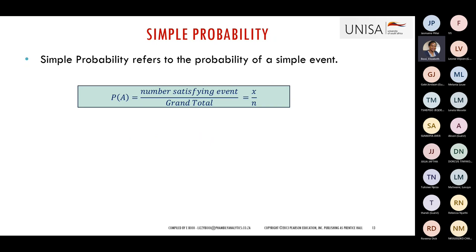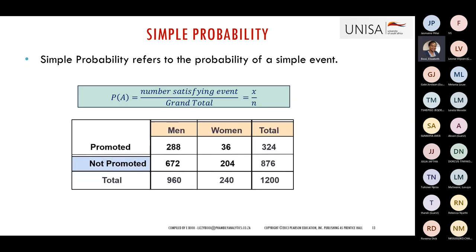So let's look at another example. In this example, I have what we call a contingency table. A contingency table is a cross-tabulation table which shows you the rows and the columns. In our rows, it shows in this company the number of people that were promoted and those that were not promoted, the number of men who work in this company and women who work in this company.